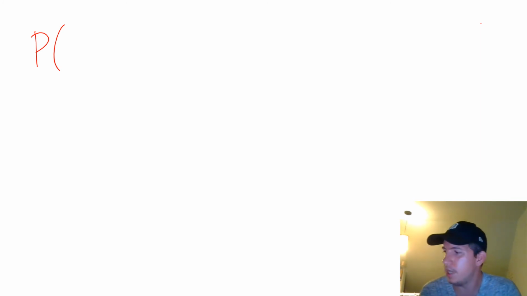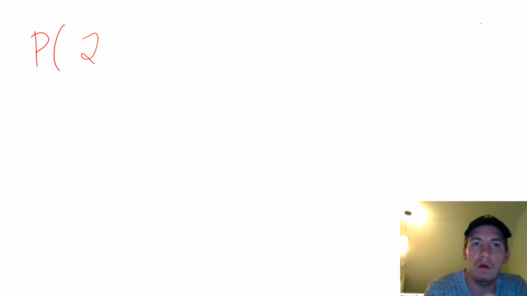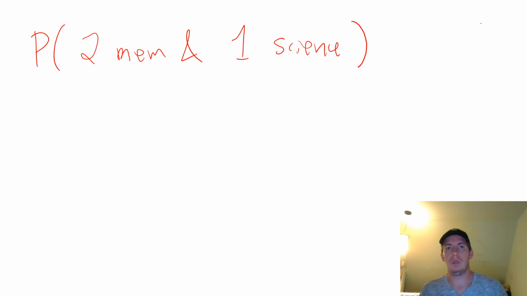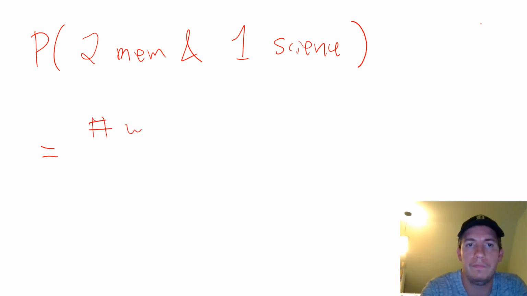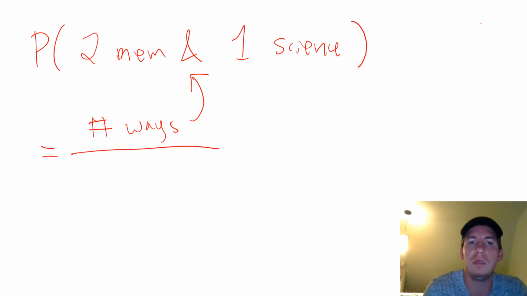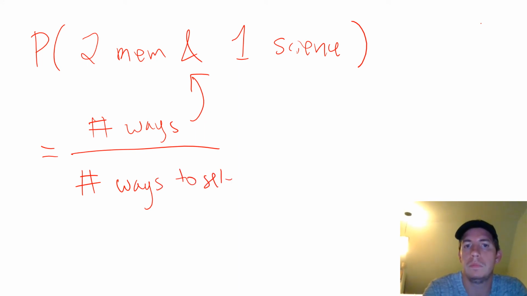But I'm kind of curious, because I have more memoirs than I do science fiction in my selection of 7. What's the probability that I take more memoirs home? In fact, what is the probability that 2 of them are memoirs and 1 is science fiction? Okay, so in order to do that, I've got to figure out the number of ways to get 2 memoirs and 1 science fiction, divided by the number of ways to select 3.